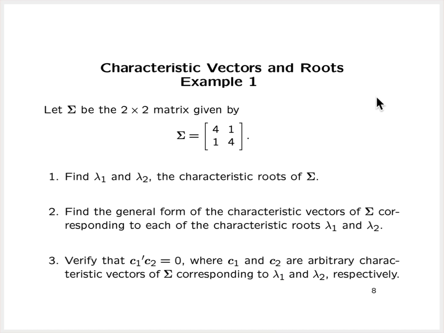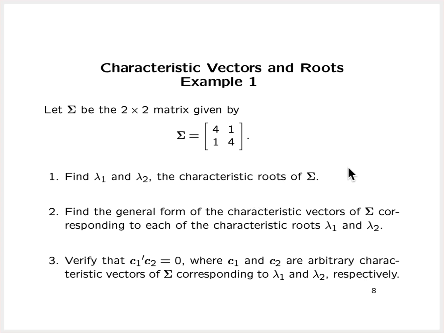Okay, so let's look at some examples. So this is a very simple 2 by 2 matrix for cap sig, and so what we want to do here is answer several questions. First of all, we want to find lambda 1 and lambda 2, the characteristic roots of cap sig.